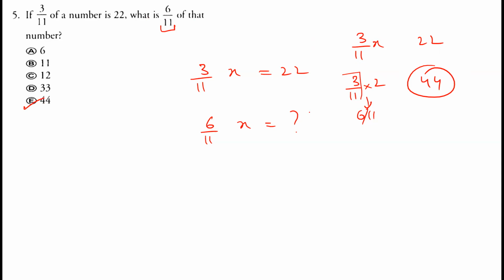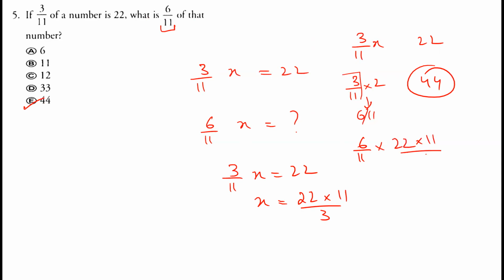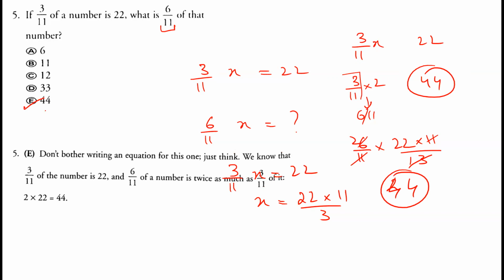Now, just for simplicity, we can also do it like this. If 3 by 11 of x is 22, x would be 22 into 11 divided by 3. What would be 6 by 11 of x? So 6 by 11 multiplied by 22 into 11 divided by 3. So 11 cancels out. 3 ones are 3, 3 twos are 6. So 2 into 22 is 44 again. The correct answer is E.